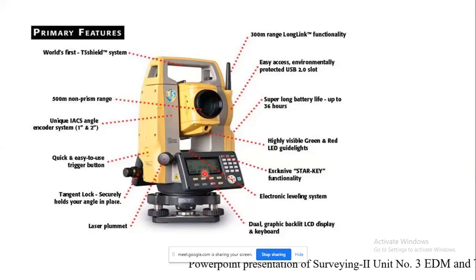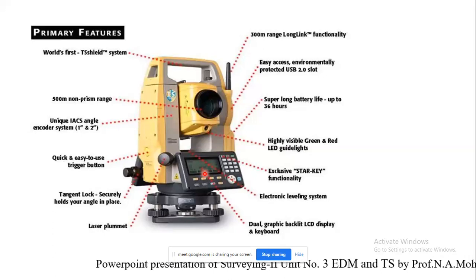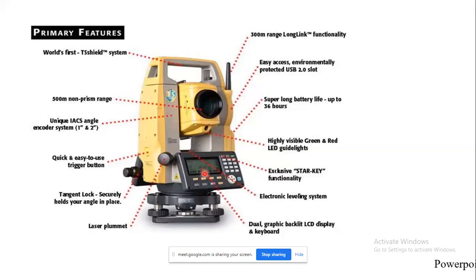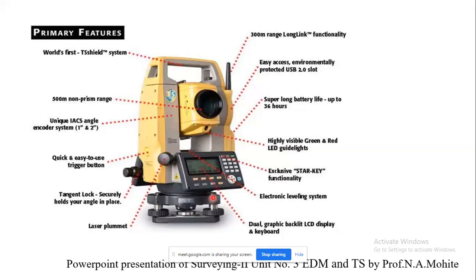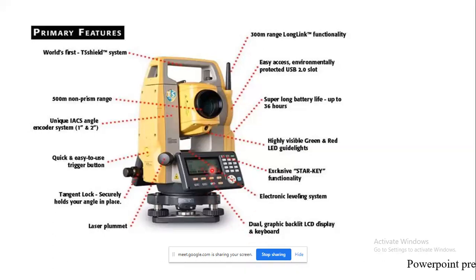That spirit level tube is there, or in the case of the theodolite, the longitudinal bubble tube. Such a bubble tube is seen here digitally. Then correspondingly, here an LCD display and keyboard are provided.